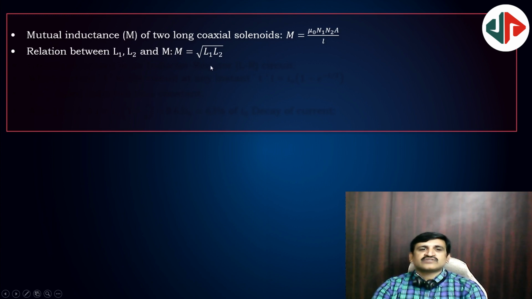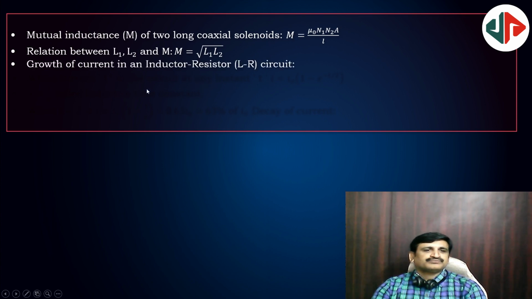Mutual inductance for long coaxial solenoids is mu naught N1 N2 into A by L. And the relation between mutual inductance and the self inductances of two coils is M equal to root L1 L2.